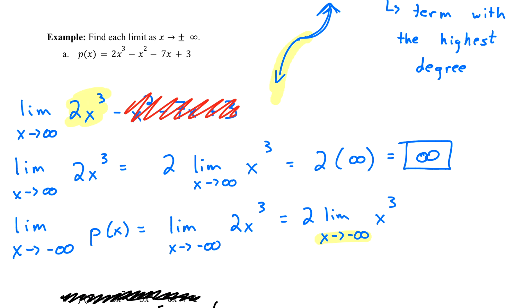We would say it's going to negative infinity. So we have 2 times negative infinity. So we have a positive number times a negative infinity. A positive times a negative would give me negative infinity. So really it's just the sign that I care about. If I did have a negative number right here, it would have changed the sign. And we'll see that in the next example here.